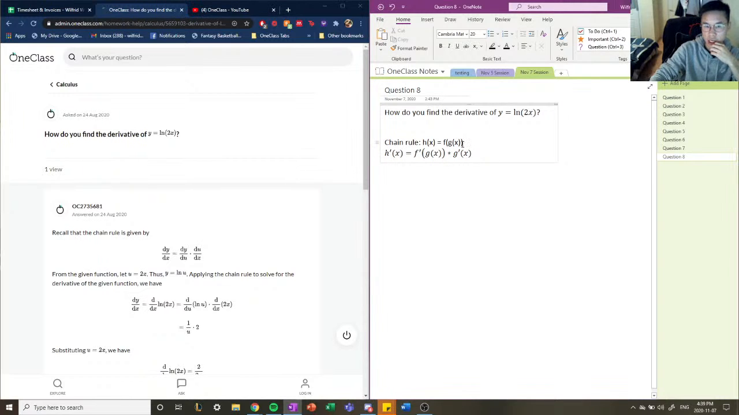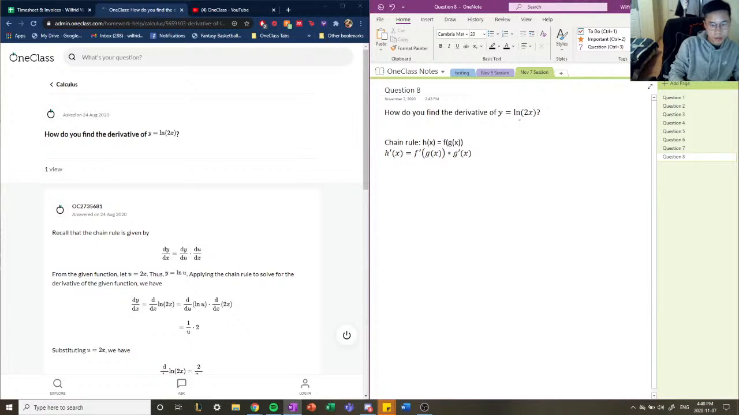So to differentiate a compositional function, we take the derivative of the outside function and we leave the remaining inside function by itself, and we multiply it by the derivative of the inside function, all with respect to the variable x, right? So how does it apply to our question here?